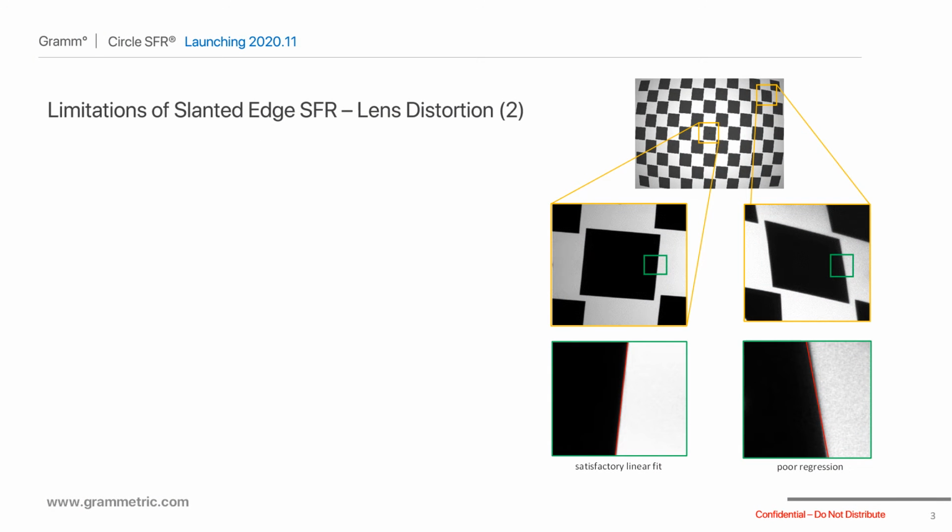In addition, the lens distortion can cause the slanted edge to be distorted, which causes a linear regression to fail. Although a high-order polynomial regression can be used, in practice, this approach requires a significantly higher number of pixels to sample the edge spread function. In Circle SFR, on the other hand, the contrast edge appears in a circular arc rather than a straight line, and this leads to a more efficient sampling of the edge spread function.